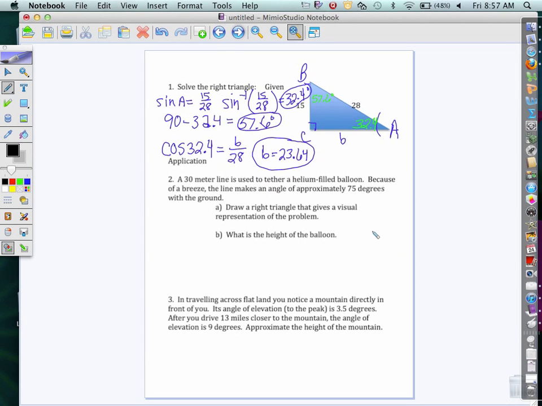All right, last problem. In traveling across flat land, you noticed a mountain directly in front of you. Its angle of elevation to the peak is 3.5 degrees. After you drive 13 miles closer to the mountain, the angle of elevation is 9 degrees. Approximate the height of the mountain.